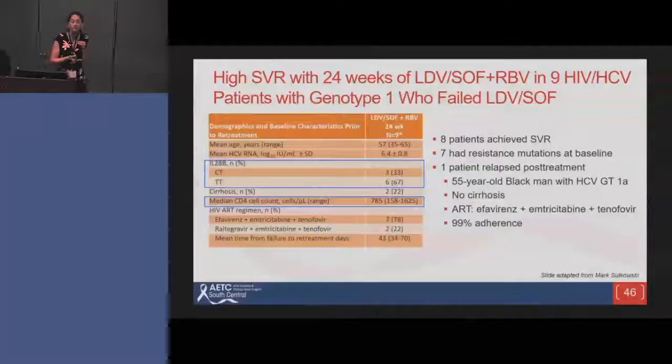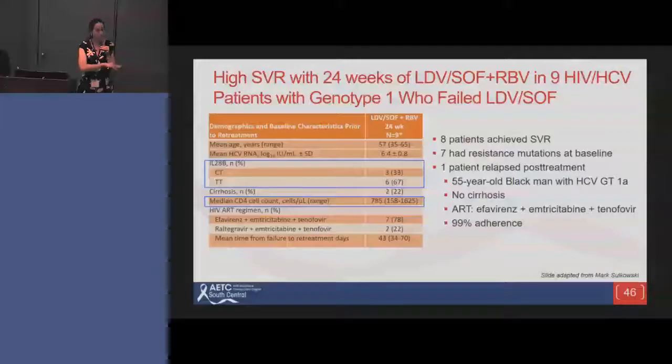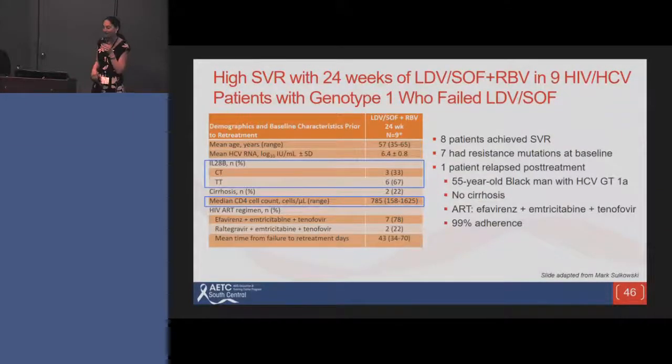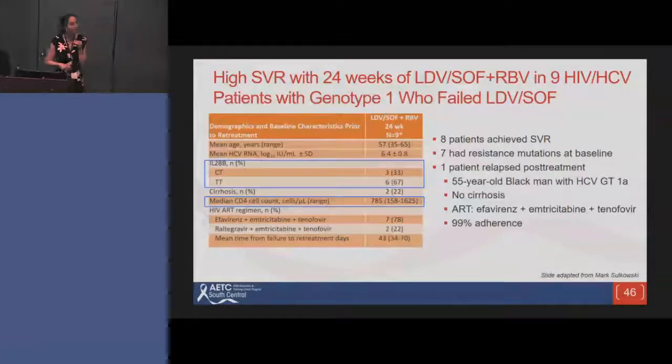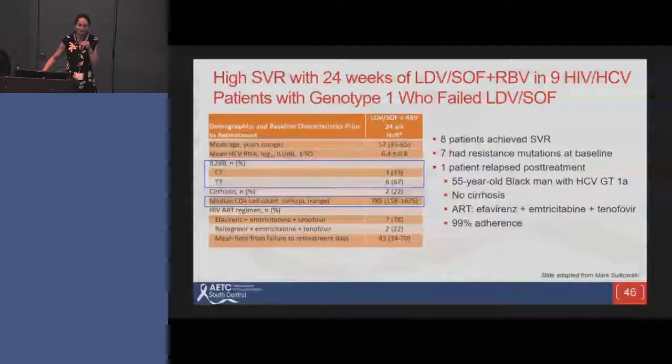So it was a very effective treatment, even though many of these had the unfavorable IL-28B genotype, so they didn't have a strong host response to help with suppressing the virus. The CD4 count was all over the map. The median was 758, but it ranged from 158 to 1,625. There was one person who relapsed, no clear reason why. He was very adherent, and they don't have a good explanation as far as that goes.